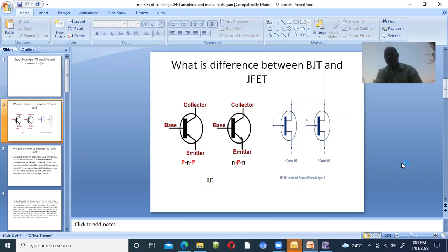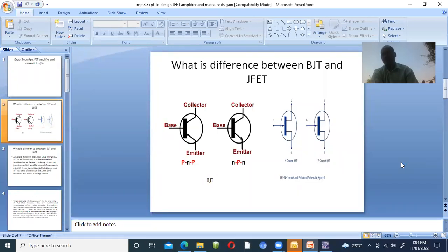For the purpose of an amplifier we use two devices: one is the BJT, the other is the JFET. The BJT has low input impedance, which means whatever input is applied, other signals also come in with the BJT, meaning noise is also added. But the JFET has high input impedance, which means noise is not added in a JFET. That is the main advantage of the JFET over the BJT.